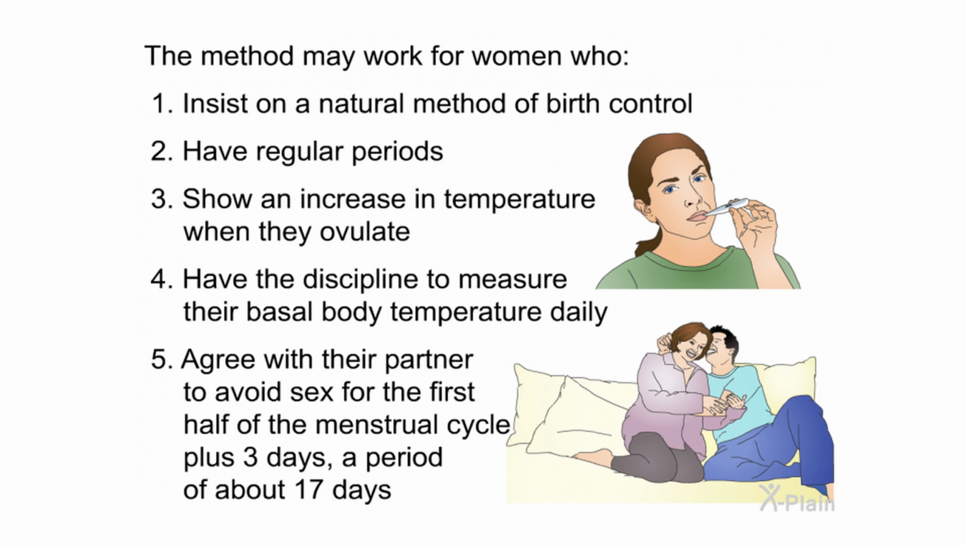The method may work for women who: 1. Insist on a natural method of birth control. 2. Have regular periods. 3. Show an increase in temperature when they ovulate. 4. Have the discipline to measure their basal body temperature daily. 5. Agree with their partner to avoid sex for the first half of the menstrual cycle plus 3 days, a period of about 17 days.